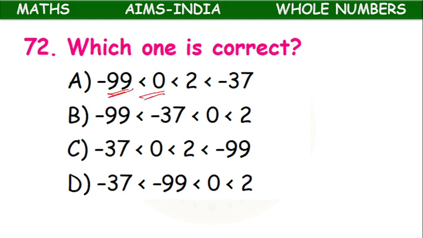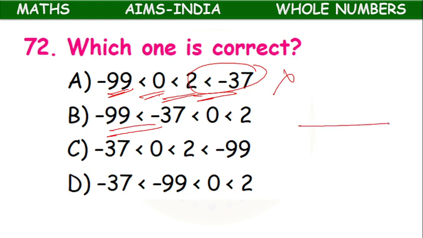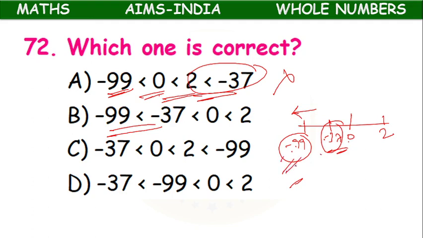Minus 99 less than 0, correct. 0 less than 2, correct. 2 less than minus 37, wrong. Minus 99 less than minus 37, correct, because on the number line, if this is 0, then minus 37, minus 99, and 2 will be there. So minus 99 is to the left of minus 37, so it is less. In minus numbers, the bigger number will be lesser. So minus 99 is less than minus 37.